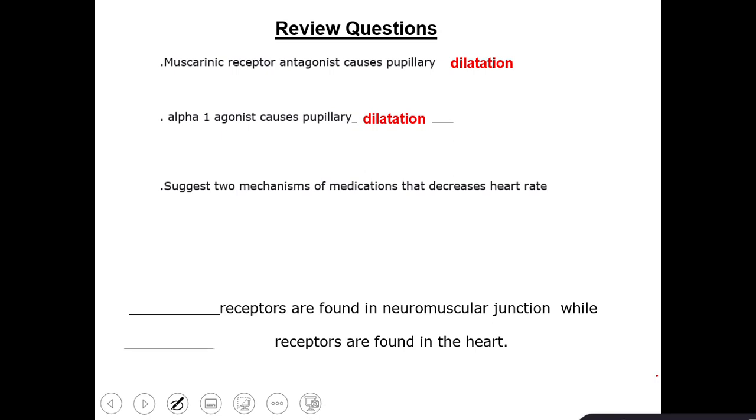Suggest two ways of medications that decrease the heart rate. Okay, so to decrease the heart rate, we can stimulate the muscarinic receptors. So this is going to be a muscarinic agonist, or you block beta 1 receptors. So the opposite of its action happens by a beta 1 antagonist or blocker.